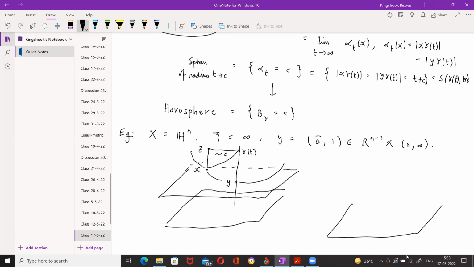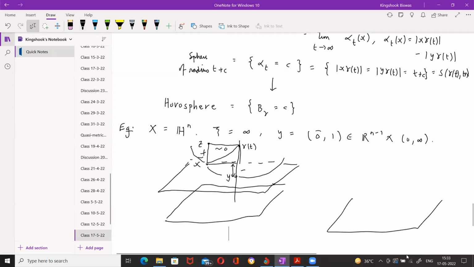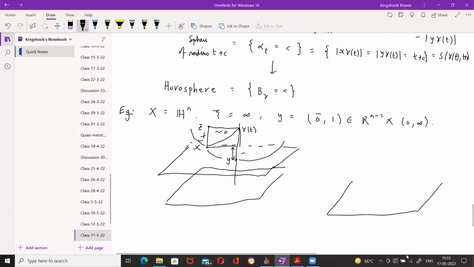This goes to 0 exponentially. So therefore, this distance minus this distance is the same as this z distance minus this y distance. So in other words, it's just the difference of these two heights. So it converges to the difference between these two. Is it clear? This z depends on t, so whatever.